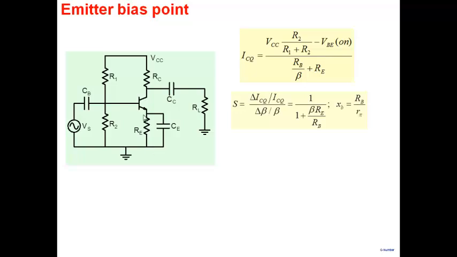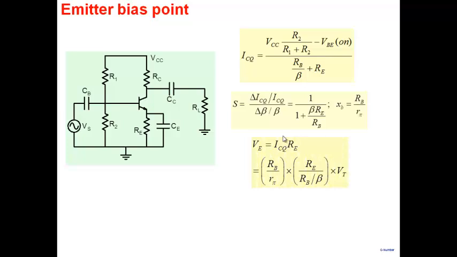Should I choose the drop across the emitter resistance 1 volt, 2 volt, 3 volt? How do I choose that? The drop across RE, that choice has a lot to do with the stability of your bias point. So for example, this is ICQ, and if I take its derivative, this ratio, change in collector current over change in beta, we can write it as 1 over beta (RE plus RB), and let's define this as S.